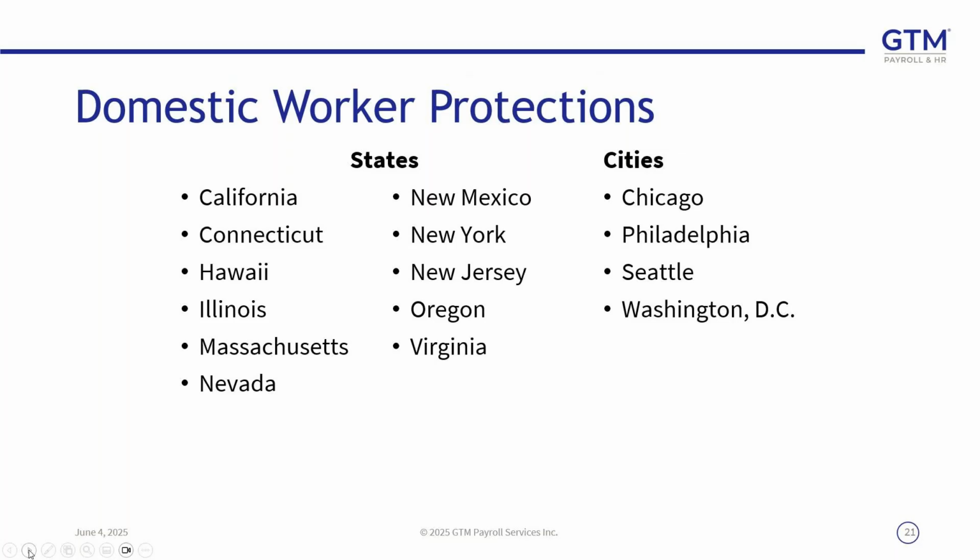The first Domestic Workers' Bill of Rights took effect in New York in 2010. Since then, several other states and the cities of Chicago, Philly, Seattle, and Washington, D.C. have enacted similar laws to grant basic labor protections to household employees. As a heads up, domestic worker protection legislation is working its way through the state legislature in Washington. It passed the state Senate and is with the House for consideration, so we're actively keeping an eye on that one.